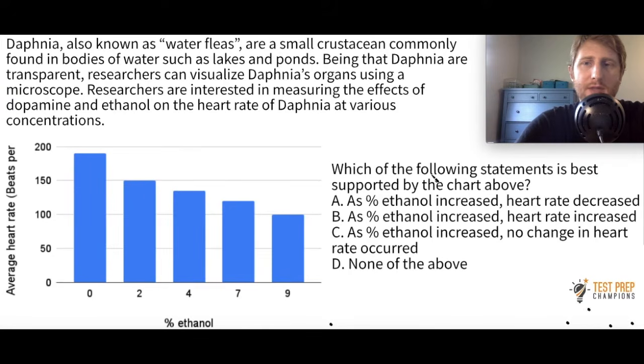Okay, so this time the scenario is exactly the same, but we're now looking at the results of the ethanol. And here's our chart with the ethanol this time. It says average heart rate in beats per minute, this should say.